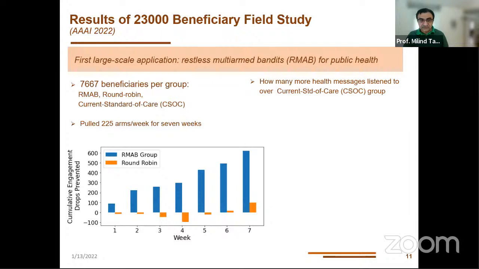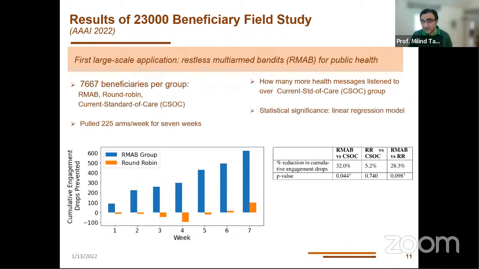And here are the results. On the x-axis are different weeks. On the y-axis is how many more messages were listened to in each of the groups compared to the current standard of care group. The blue is the Restless Bandit group. We can see that there are 600 more messages listened to in the Restless Bandit group, whereas in the round robin group, there's hardly any difference. Maybe 50 or so more messages are listened to.